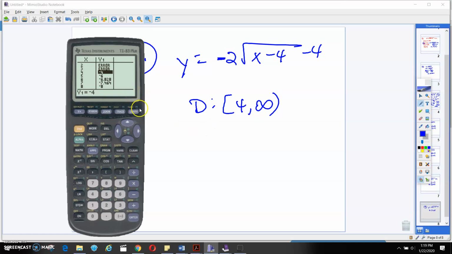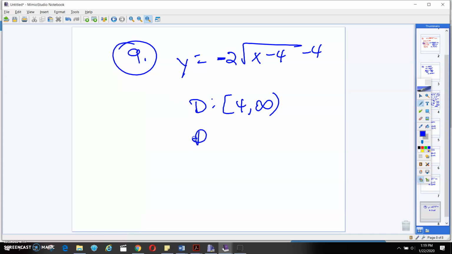Okay, so let's look at the graph really quick. So look at what happened here. It's going down, okay? So for right here, my farthest up y value is -4. My farthest down y value is -infinity. So the way I write my range is going to be, sorry, no bracket, parentheses, -infinity to -4. Okay?